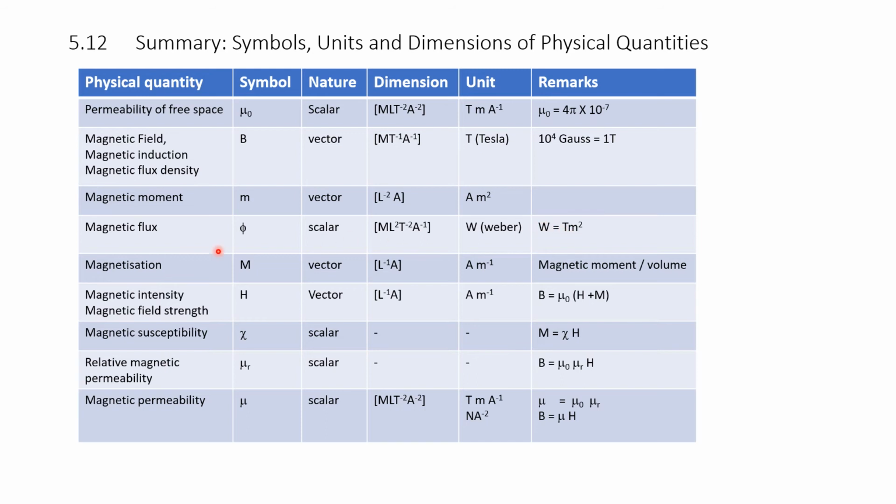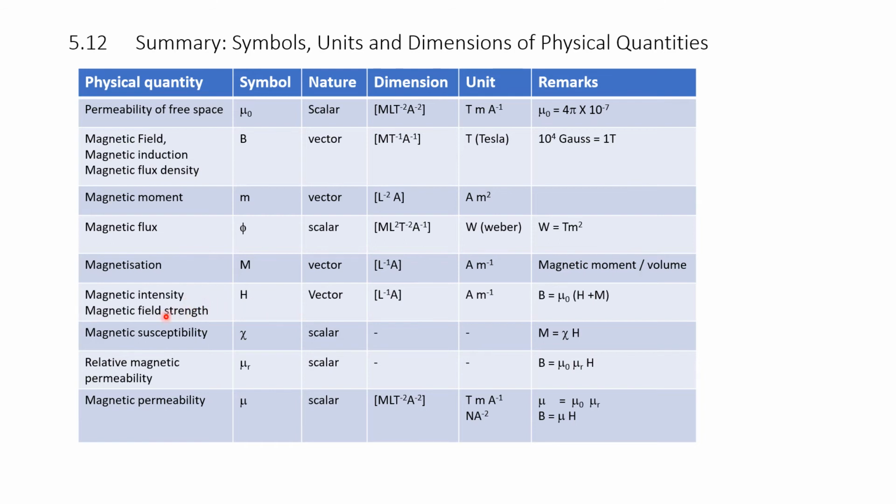Tesla meter square. Magnetization is represented by capital M. It is a vector. Its unit is A m to the power of minus 1. That is, it is nothing but magnetic moment per volume. So, M is the magnetic moment per volume.